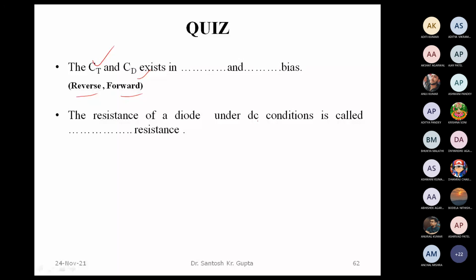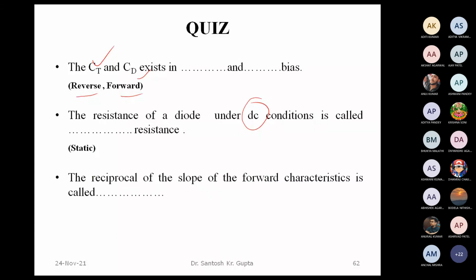The resistance of the diode under DC condition is called static resistance. Another thing: the reciprocal of the slope of the forward characteristic is called dynamic resistance. So we have AC or dynamic resistance, and we have the DC or static resistance.